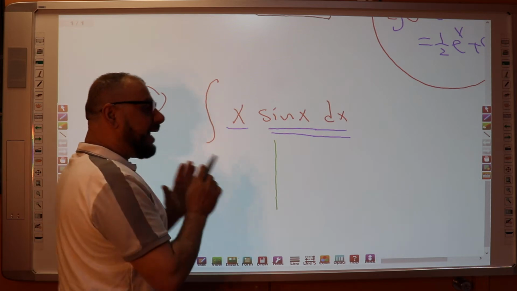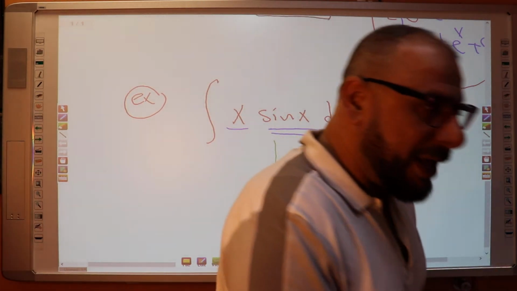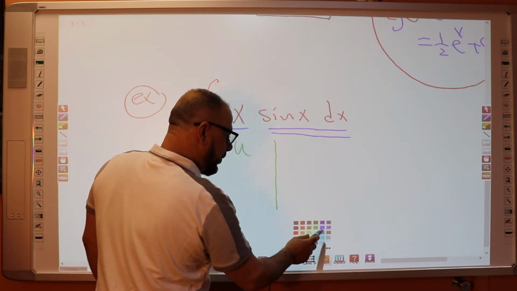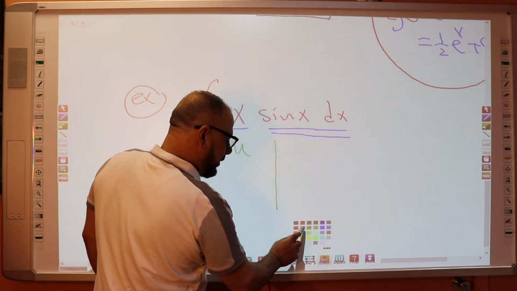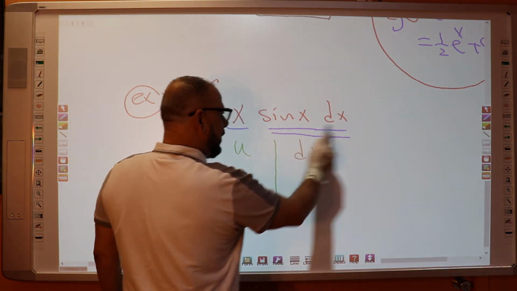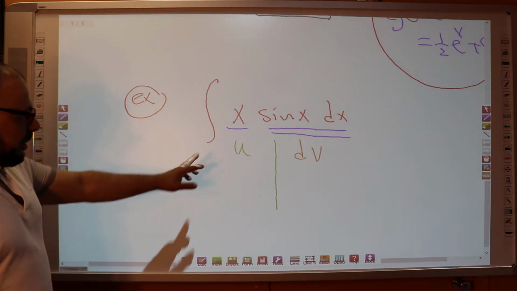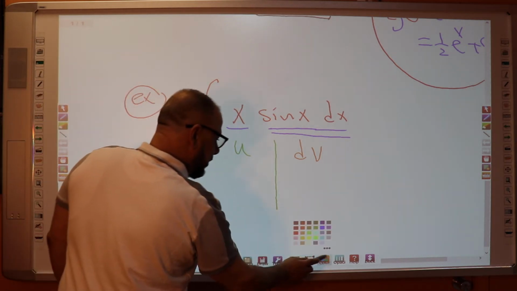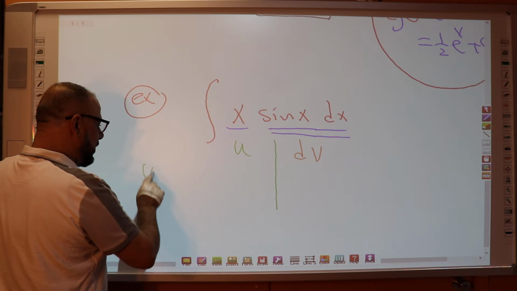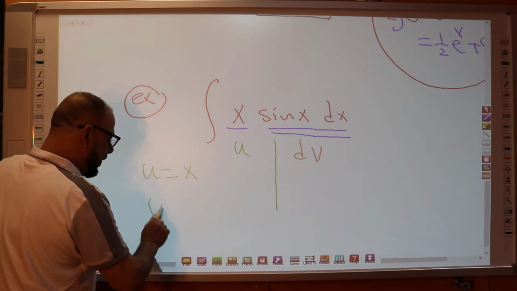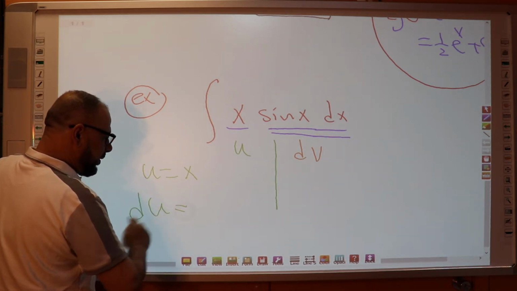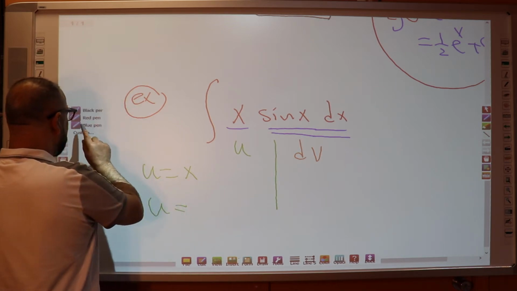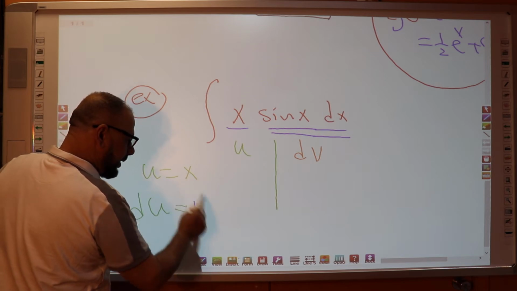One of these functions, we call it u, which is the function easy to derive, to drop it down. The other function we call dv. The u we have to derive. Then u equals x. Then u prime, which is du, equals what? The derivative of x, which is 1 dx, right?